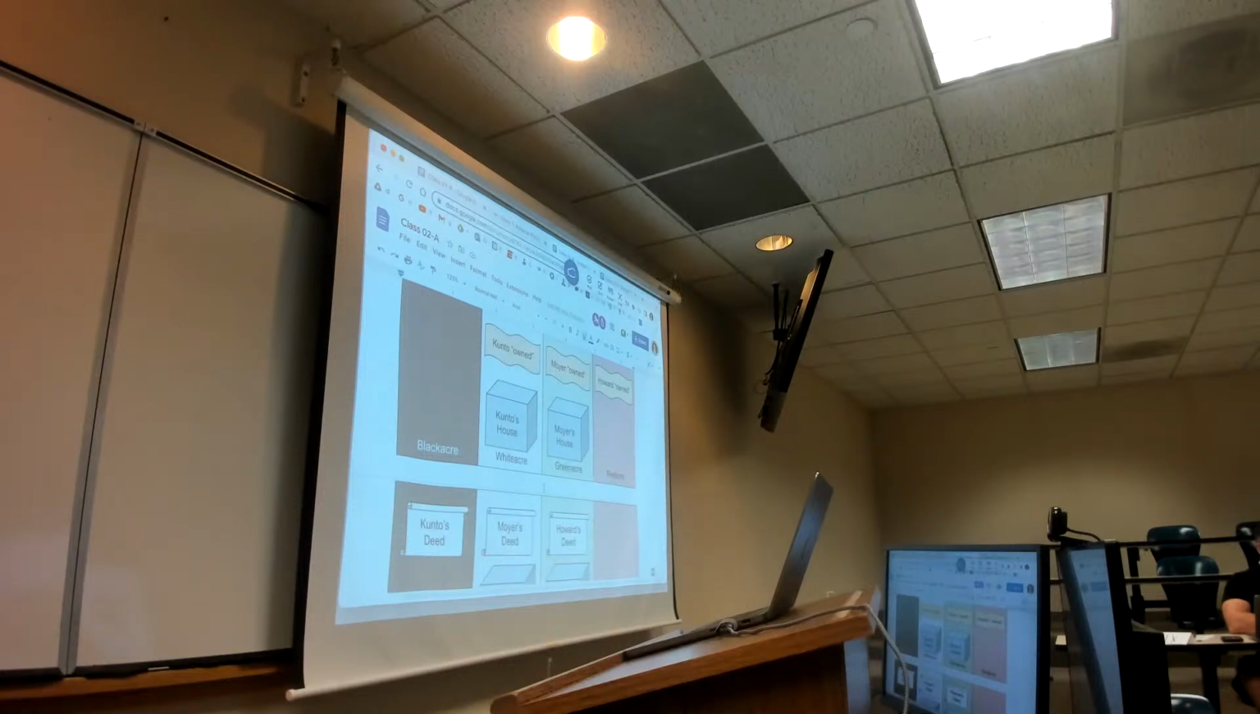So Blackacre, nobody owned, nobody had a house. We don't know. We have no idea. But correct. Okay, go on. And then as far as Whiteacre was concerned, Kunto owned it, or thought he owned it. Kunto thought he owned it based on the invalid survey. Right, and he had a house on it. Correct. The Greenacre, which Moyer owned or thought he owned, he also had a house on it. Right. And then you had the last lot, which did not have a house on it, but you had Howard, who did own it.